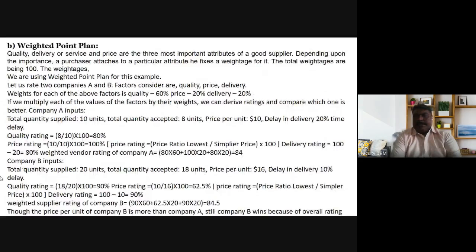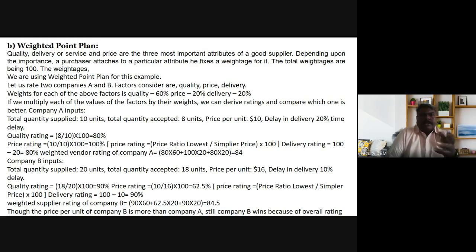Next, this is the weighted point plan. Many companies are using this. So I have come up with an example so that you will understand this. Quality, delivery, service and price. These are the most important attributes of a good supplier.